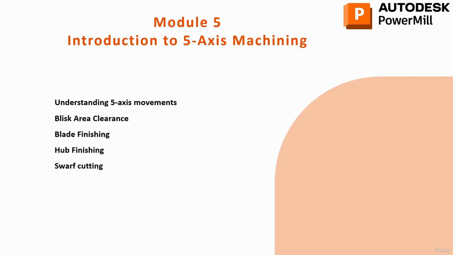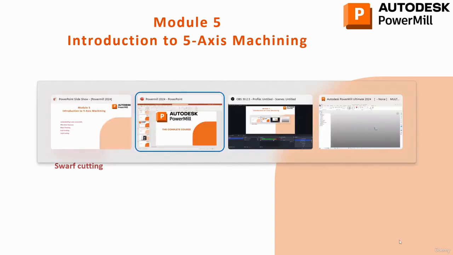So we have started module number 5 and we have covered understanding 5-axis movement, blisk carriers, blade finishing and hub finishing. We have the last topic in module number 5, which is all about the Swarf cutting operation. It's all about multi-axis, but we are going to perform a simple example related to the Swarf operation. It would actually be preferable to perform this on 3 axes as well, but I have categorized this operation in 5-axis. So let's go and study this Swarf milling operation.